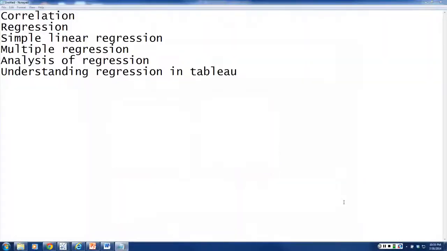Okay, so today in this video we are going to talk about the following concepts. We talk about correlation, regression, simple linear regression, multiple regression. How do we analyze regression? So we're going to talk about the models and the statistics and understanding these regression. And finally, we are going to learn how to interpret regression in Tableau.